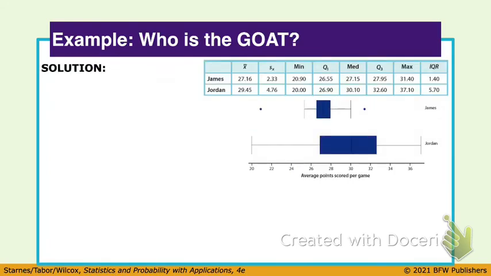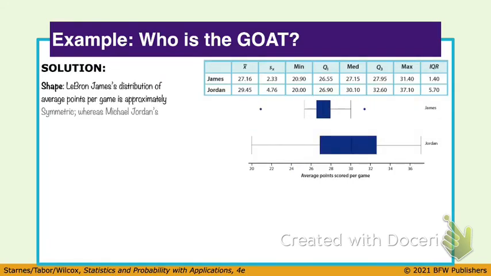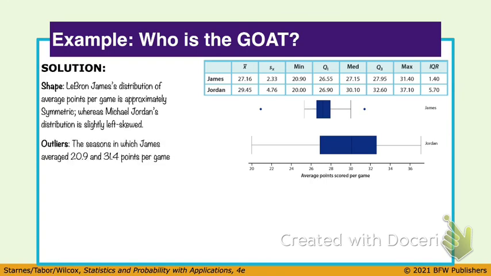So for our shape, LeBron James is approximately symmetric. Michael Jordan is a slight left skew. For our outliers, that one's pretty clear. LeBron James has two outliers, one on the lower and the upper. Michael Jordan didn't have any outlying seasons.